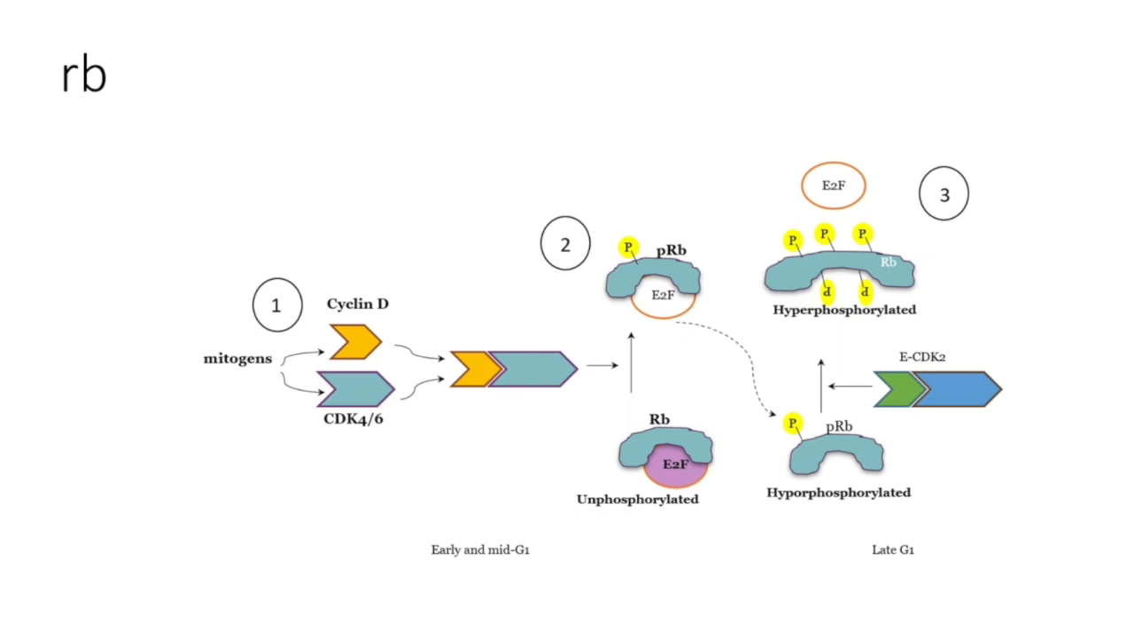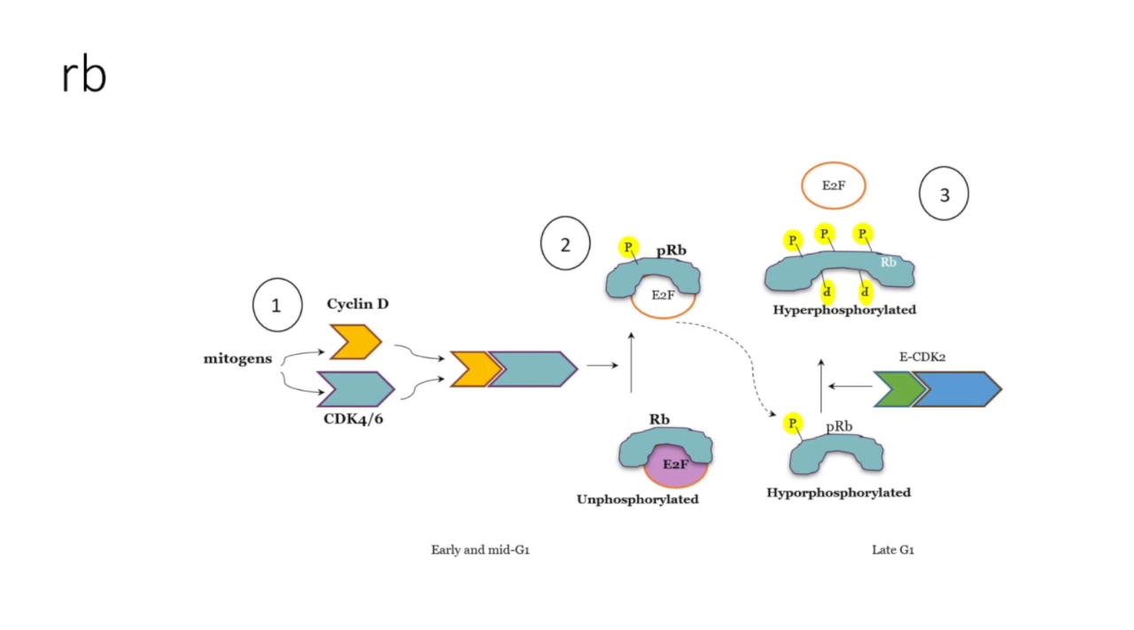Okay, starting with retinoblastoma, think about it as a gatekeeper that closes the gate between G1 and S, so it doesn't allow the cell to move from the G1 phase to the S phase. Normally it's unphosphorylated and bound to E2F. E2F is a transcription factor, and it is important for cell proliferation. It initiates it. So when we need the cell to divide, a mitogen, which could be any factor that leads to proliferation, stimulates cyclin D and CDK4 and 6 to join together and form a complex.